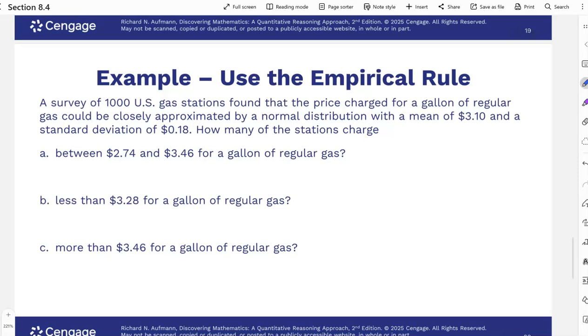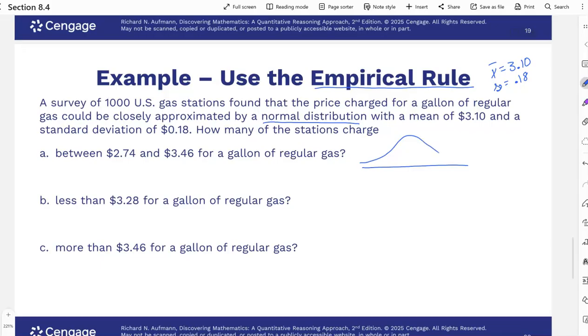We have a survey of 1,000 U.S. gas stations that found that the price charged for a gallon of regular gas can be approximated by a normal distribution. That lets us know we can use the empirical rule. They tell us that the mean is 3.10 and that the standard deviation is 0.18. We want to know how many gas stations charge various amounts. So in part A, we're looking for between 2.74 and 3.46.